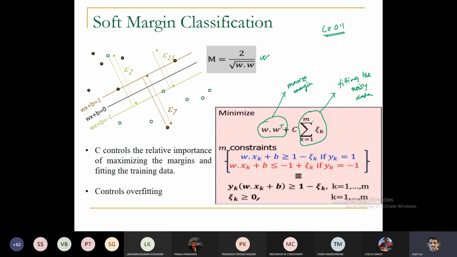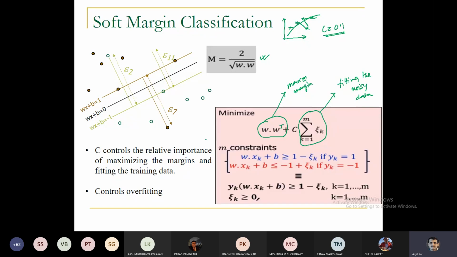If this C is very carefully chosen, then it can control overfitting. Now you can understand what slackness means. Let's say this is our previous example, and this is some sort of generalized curve. Slackness means that this relaxation is being given, and that increases the tendency of overfitting. So C is what controls that overfitting.